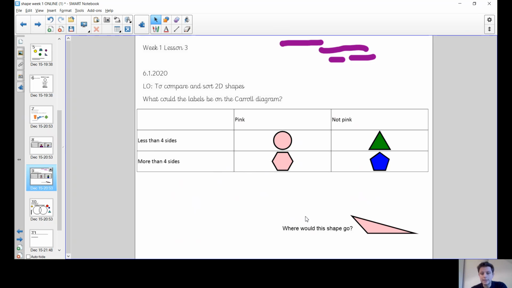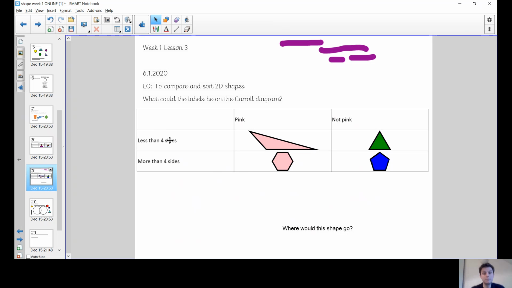Now down here at the bottom, it asks you, where would this shape go? This pink triangle. So pause the video, think where that pink triangle would go. Right, so it's pink, so it's going to go in this column here with the circle and the hexagon. Does the triangle have less than 4 sides or more than 4 sides? It's got less, so it would go in that one there, where the circle was. It's pink, and it's got less than 4 sides. So that's where we're going to put our pink triangle.